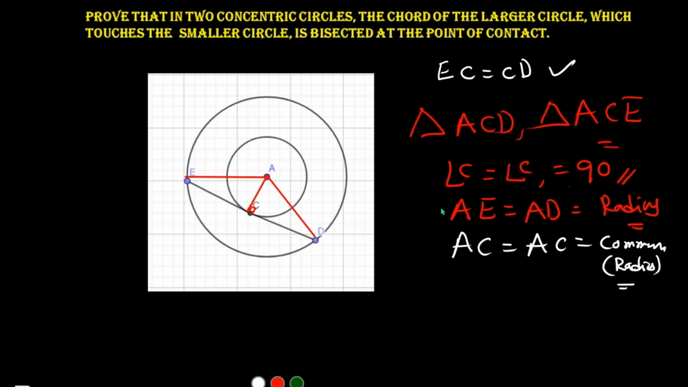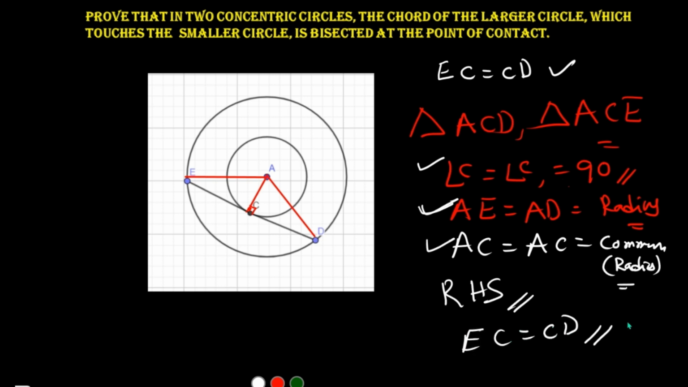So this is the radius and hypotenuse, right? Hypotenuse is the same and one side is the same, and both are right angle triangles. So with RHS we can say that the two triangles are congruent triangles. Therefore we have proved that EC equal to CD, right? That's all.